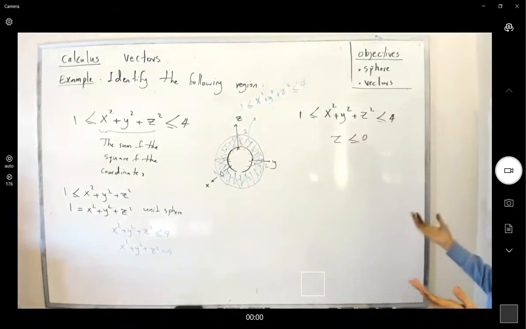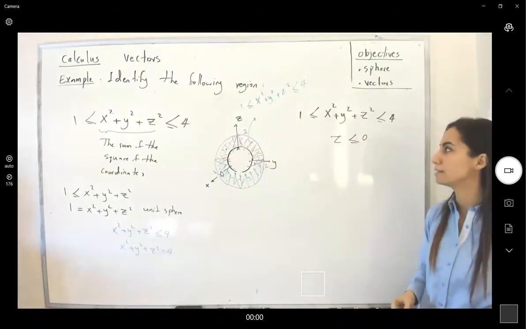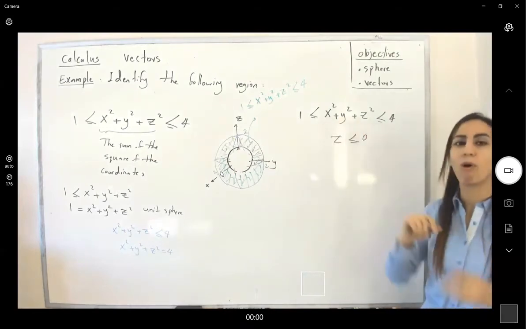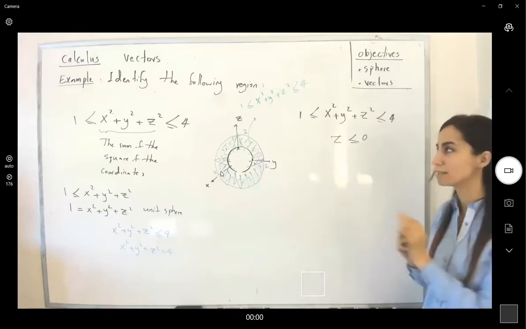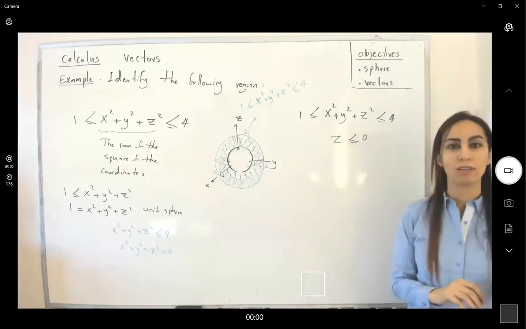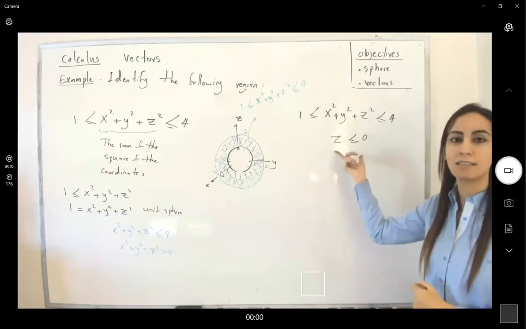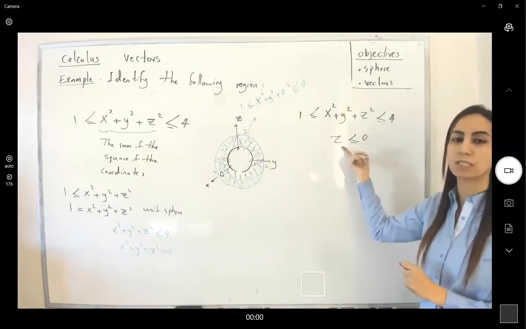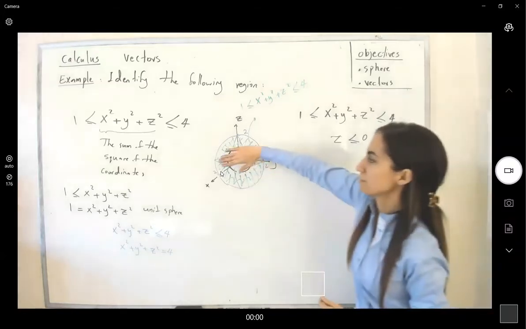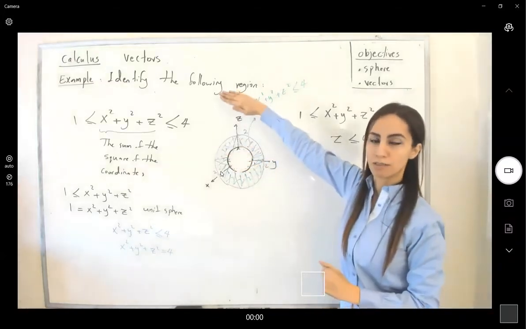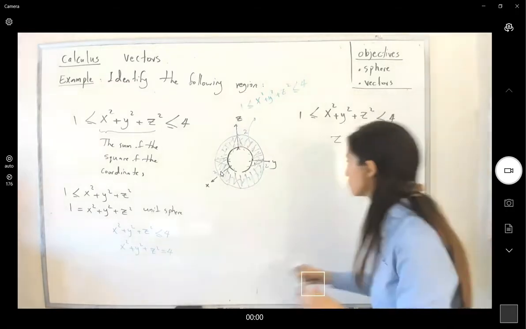Well, now take a look at the second part. The second part says, hey, those points, if you take the coordinates, square them, add them together, it must be between 1 and 4, and you have an additional condition. Your z cannot be positive. Your z is less than or equal to 0. It means that we have to ignore the upper half, and the answer is only the lower half.